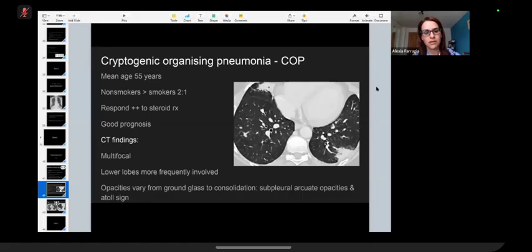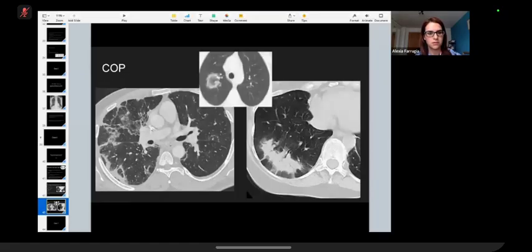On CT, they're often multifocal. The lower lobes are more frequently involved, and the opacities vary from ground glass to consolidation. So you can get the subpleural arcuate opacities and the Atoll sign, which is another word for the reverse halo sign. And this is the arcuate appearance, which is being described, which is quite typical for cryptogenic organizing pneumonia.